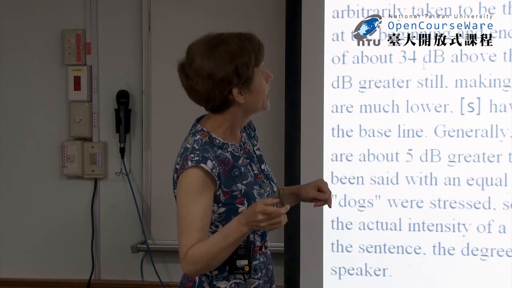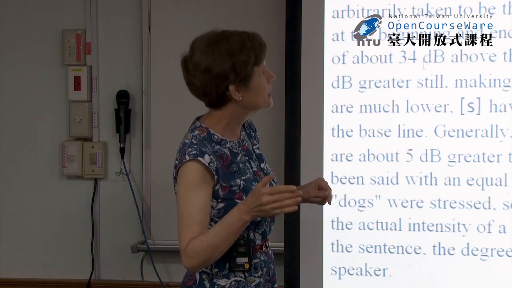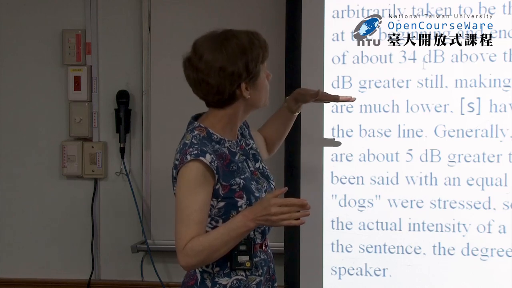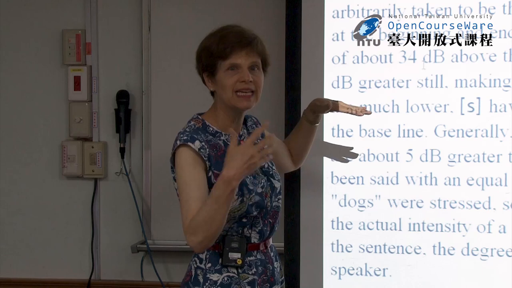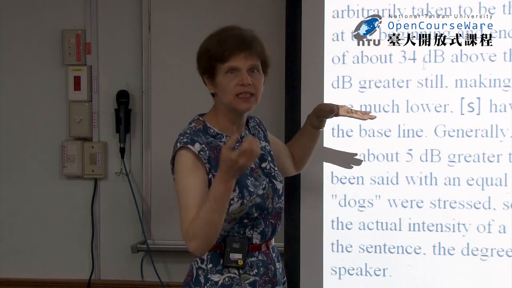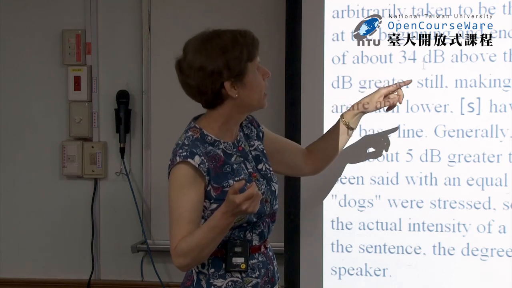So, actually, the quiet room noise at the beginning and end of the utterance. The vowels in we and see have a level of about 34 decibels above the zero that we're talking about. So we and see, the E is quite loud. It's about 34 decibels.